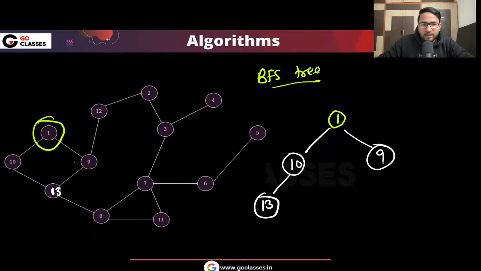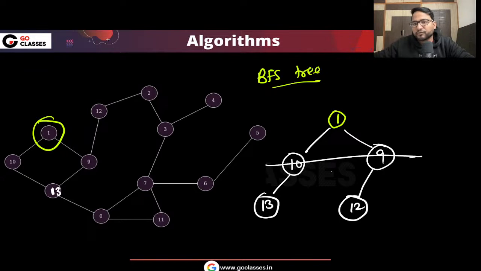Now you pick this 9. Then you will say that 13 is already explored, so 12 is the only one remaining. So from this 9, 12. Now 10 is done, 9 is done. So basically we are going level by level. From this tree you can understand that we are going level by level.